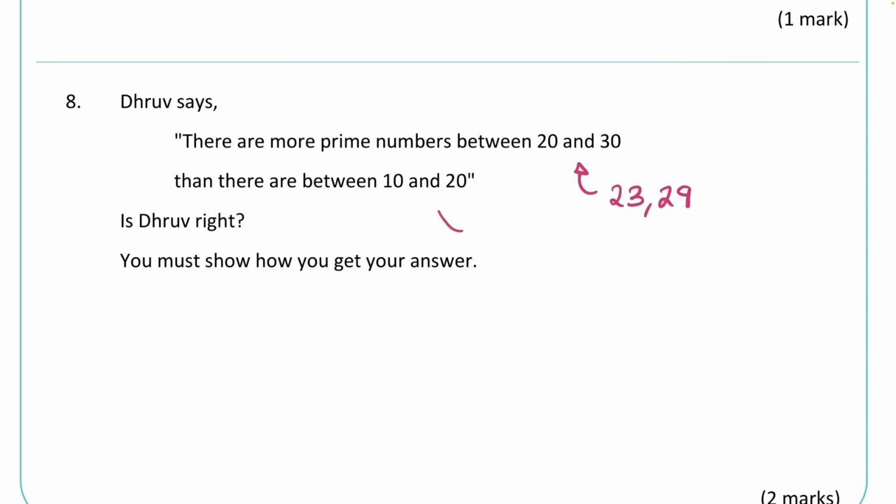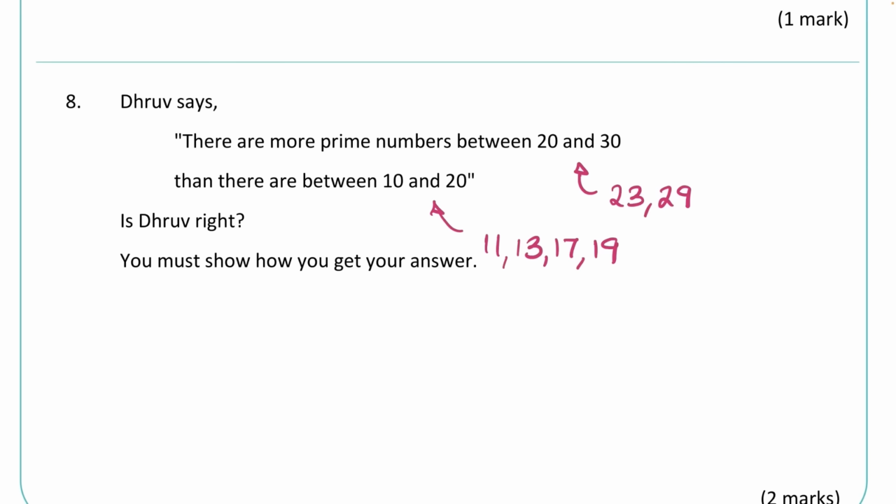Well, what about between 10 and 20? Well, 11 is prime, so that's a good start. We've got quite a few probably here. 13 is also prime. 15 divides by 5. 17 is prime. And 19 is also prime. So we have more prime numbers between 10 and 20.